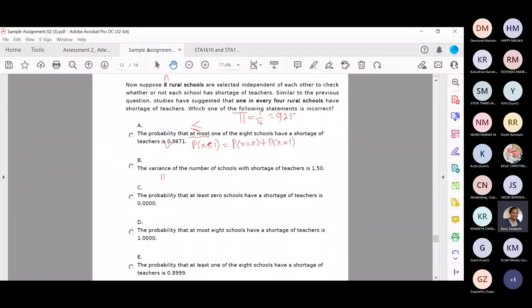The variance is just your n times your pi times 1 minus your pi. Yes, we're still on the binomial. So what is 8 times 0.25 times 1 minus 0.25? That will give you the variance. We're going to finish at 1:30, don't worry, we are almost done. 1.5 is the variance, so therefore B is also correct.